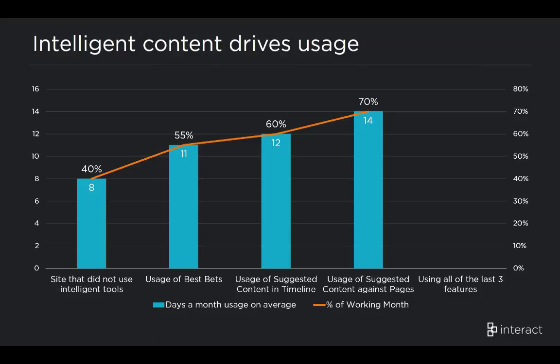So if you have suggested content against pages, uncovering information they may not know existed, we see additional relevance and engagement, where usage spiked again. But if they use all three, best bets, suggested content, and suggested content in pages, we found that the average company was seeing 75% of the working month people coming in and logging in to the intranet, so 15 days a working month. So intelligent content was a massive driver for consistent engagement and usage across the intranet.